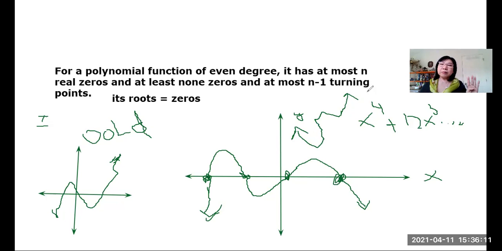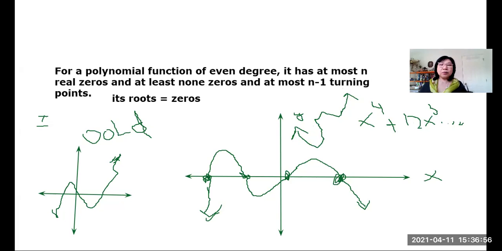Now, sometimes you might have a function x to the power 4 or x to the power 6, but it might have 3 roots, or it might have 2 roots. It depends on the shape of the function, right? Even though it's an even degree function, you might have fewer roots than the degree n. So let's say this function is x to the power 6, but you only have 4 roots here, right? For something like that, you say it has at most n real zeros and at least non-zero. So this is the case of at least non-zero.